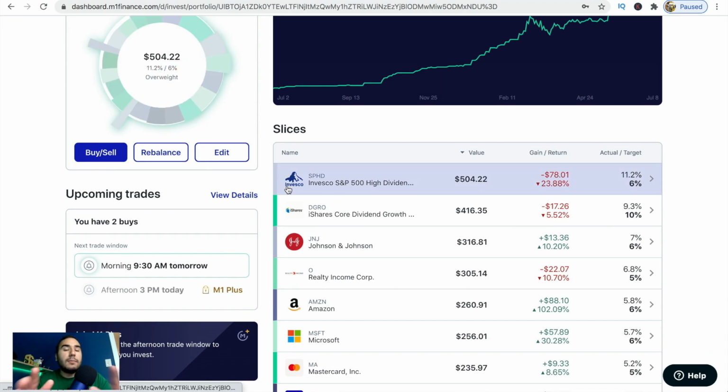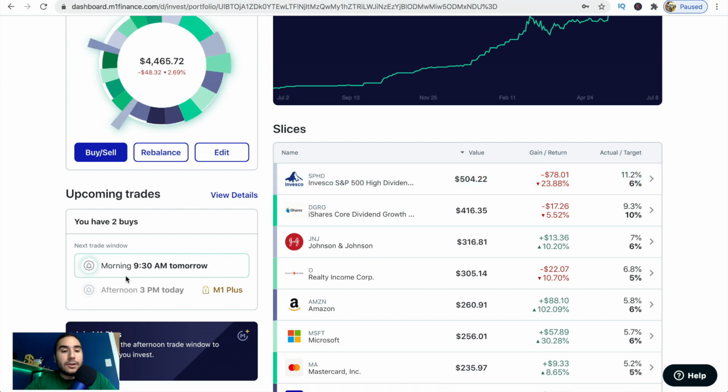Now, another big thing about M1 Finance, which is why it is not a brokerage for traders, swing traders, day traders, this is not for you, is the trading windows. We have 2 windows here. Well, actually 1 window if you don't have M1 Plus, which I personally don't. I think that's about $200 a year. If you don't have that, you only have 1 trading window, meaning at 9:30 a.m., and take a look here, guys, where I'm showing you, 9:30 a.m., every single day, that is when trades go through.